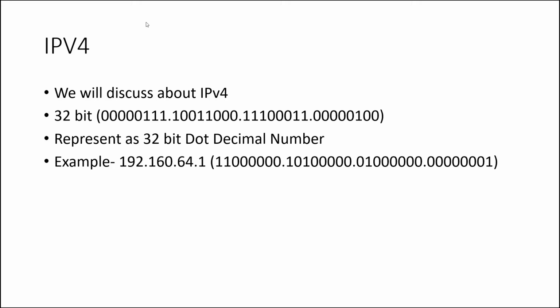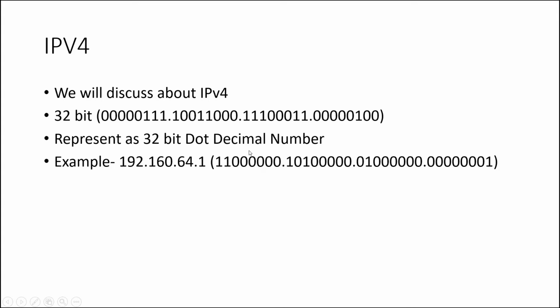So guys, in the example row, you can see 192.160.64.1. In the brackets, you can see the binary view of this IPv4 address: 1100000 dot 1010000 dot 010000 dot 000001. So this is the binary notation of the IPv4 address.